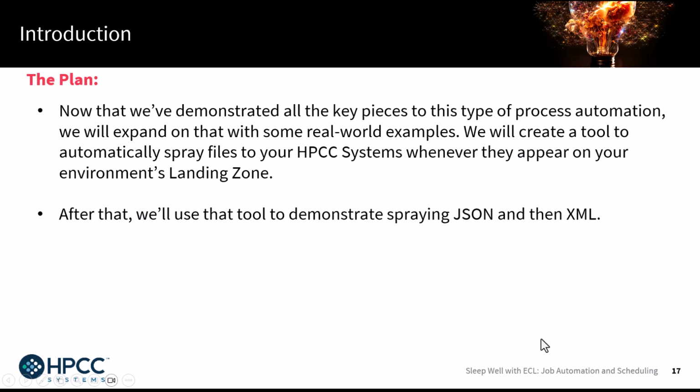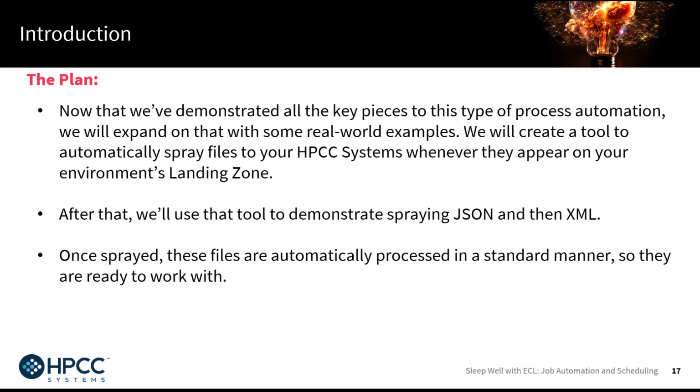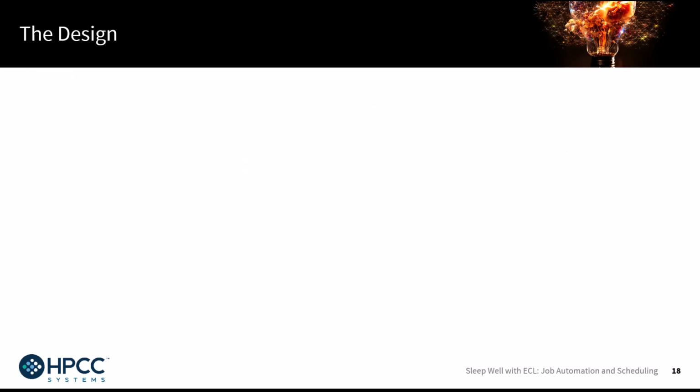The tool we're going to demonstrate in this workshop will be JSON, actually starting with XML, then JSON. You can take that code that will be in the repository and adjust it and change it for delimited files, CSV, or even flat files if need be. And once they're sprayed, the files will then be automatically processed by detecting the event in a standard manner, so they're then ready to work with.